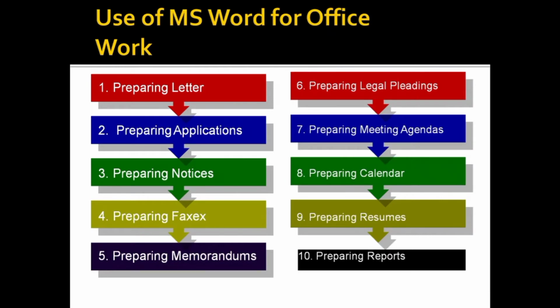Now the next is uses of Microsoft Word for office work. Number one, preparing letters. If we want to create any kind of letter, like a resume or a formal or informal letter, we will use Microsoft Word. The next is preparing applications. The third one is preparing notices, in an official and non-official way. After that, it can also be used for preparing the facts.